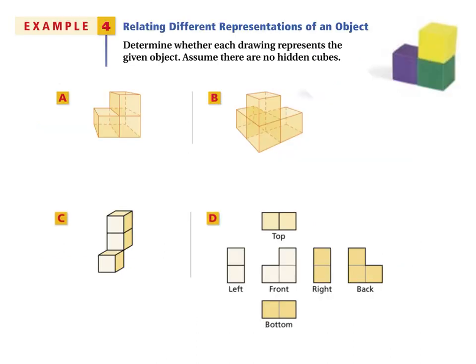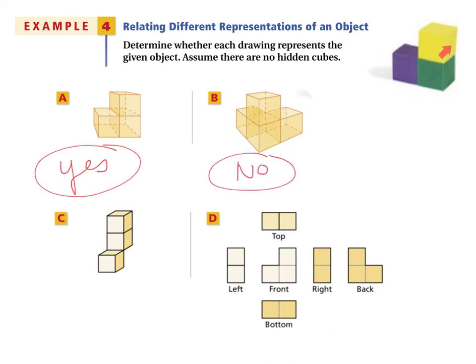In example 4, determine whether each drawing represents the given object. Assume there are no hidden cubes. So does this represent this object? The answer is yes. It's actually a 1-point perspective. What about B? B would be no, and actually this is showing a 2-point perspective, but it is not this shape here. C would not be a correct isometric drawing.